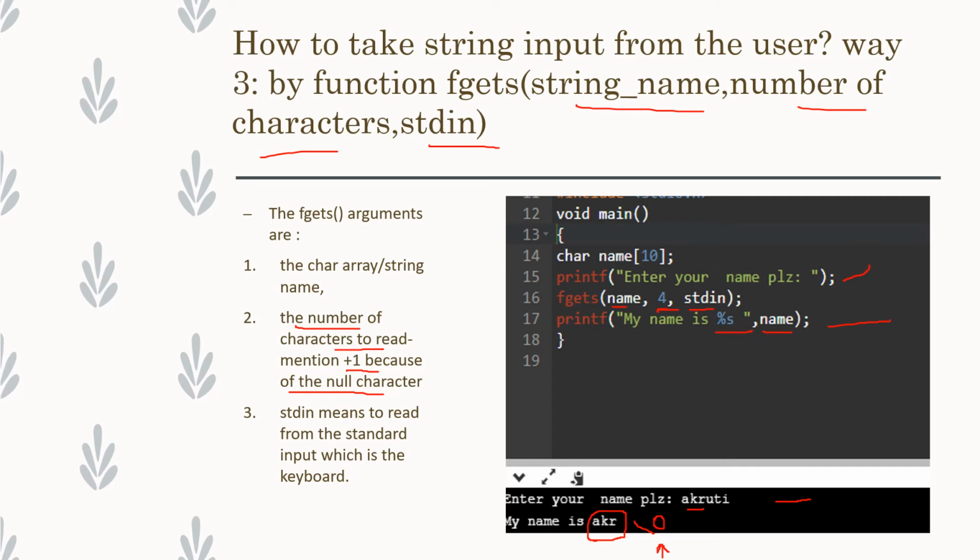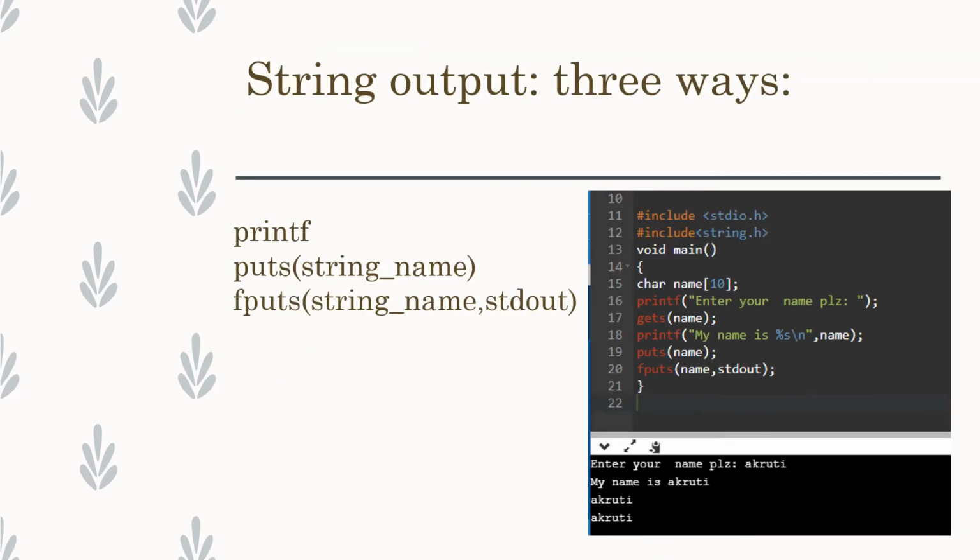Okay, so remember that in this string function, especially in fgets, only in this function it's happening about null character. Okay, so now the next one. Now we have seen the various ways of input. 3 ways are there. What was the first one? Simply a scanf function. Second one was a gets function. Third one was fgets function.